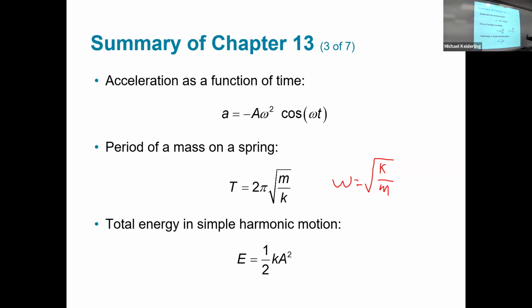The total energy in simple harmonic motion is 1/2 k times amplitude squared. That's the maximum potential energy. You could also do the maximum kinetic energy, but it comes out to the same value.